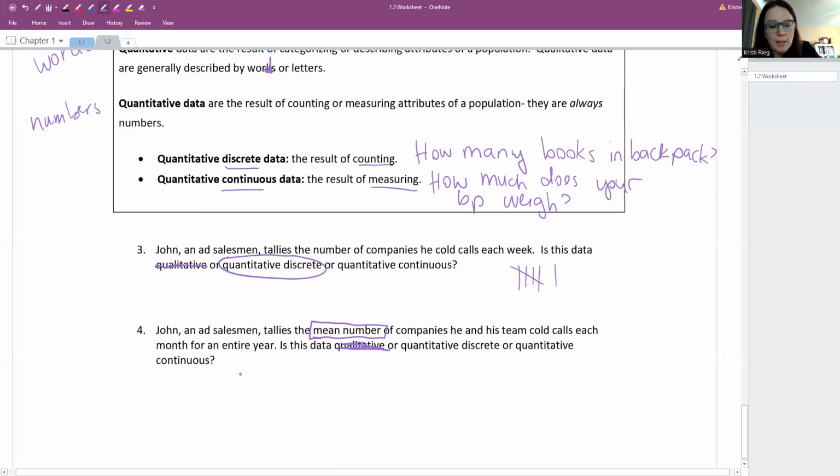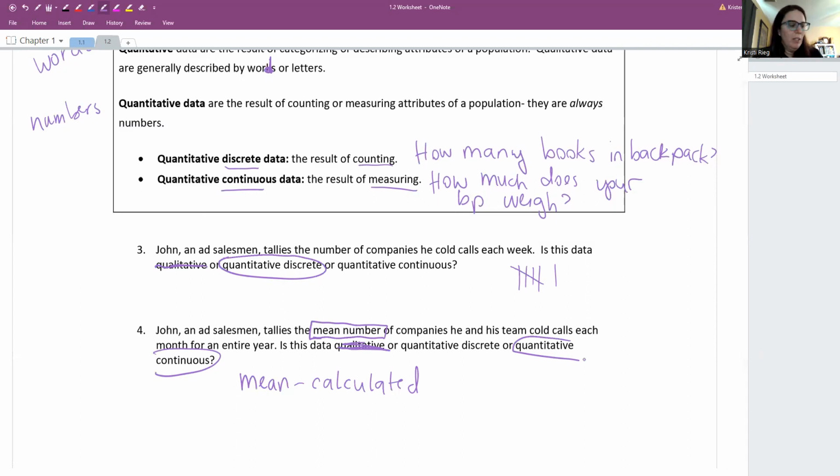Well, mean is a formula. The mean is calculated. Whether you use your pen and your brain or you use your calculator, you're using a tool, you're measuring it. And so this is quantitative continuous because there's a formula, there's a calculator, there's some sort of tool that's being used. You're not counting this. If you could do it on your fingers, you're counting it. If you have to use something to do it, then it is being measured.